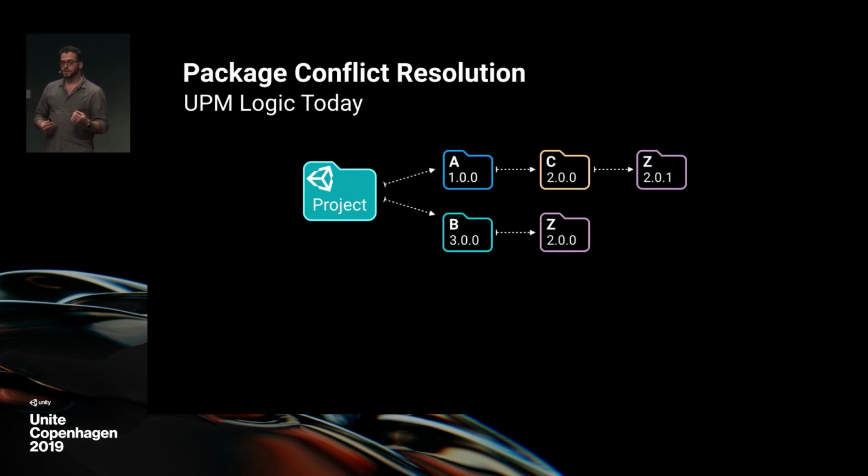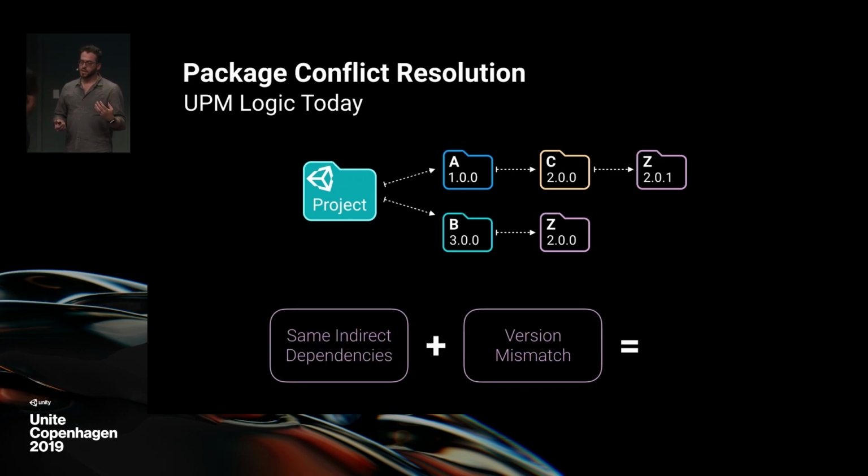The direct dependencies in this example are A and B. They themselves, though, may have indirect dependencies on the project called C, and in this case, Z. What ends up happening, though, is package B and package C all of a sudden depend on the same package. And because of this, we have same and indirect dependencies, a version mismatch, and there's a conflict.